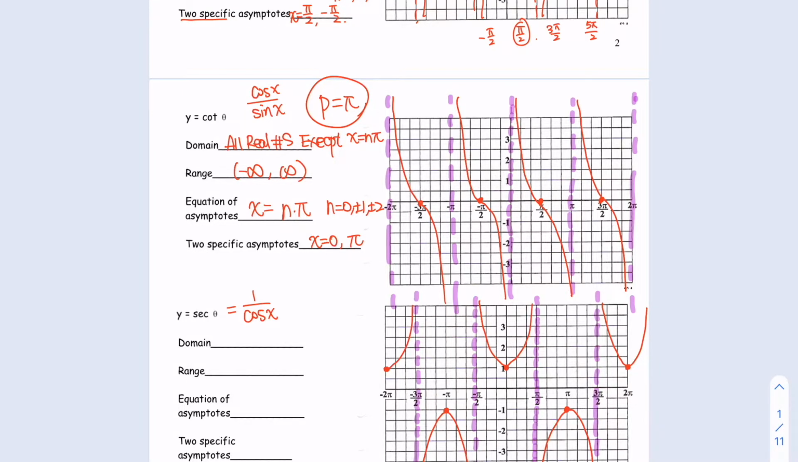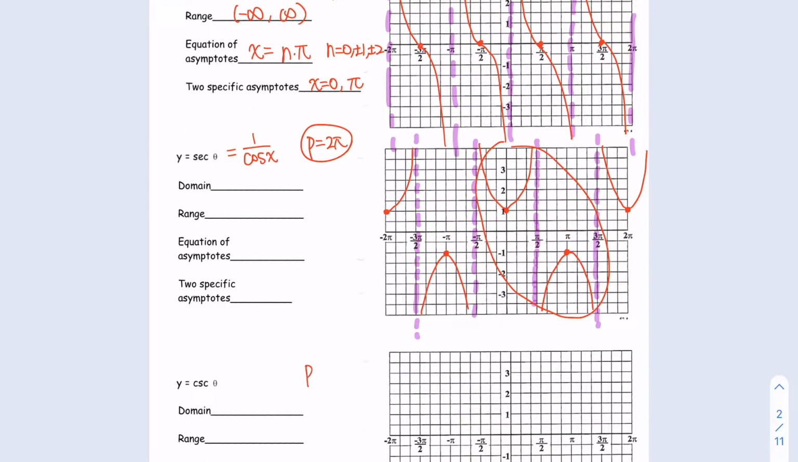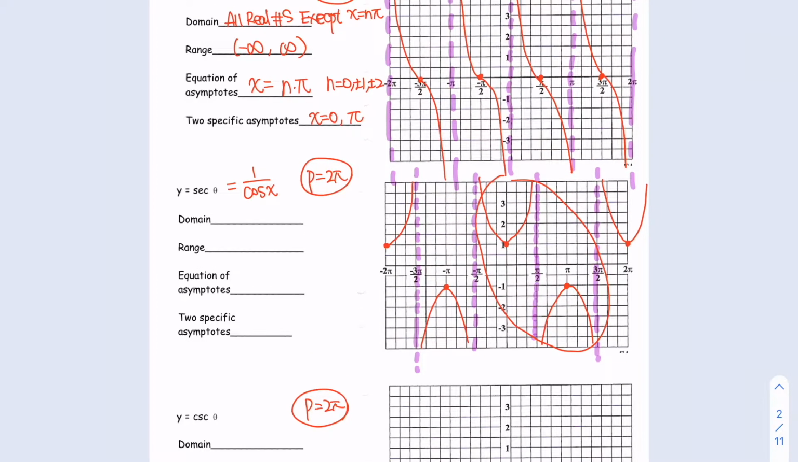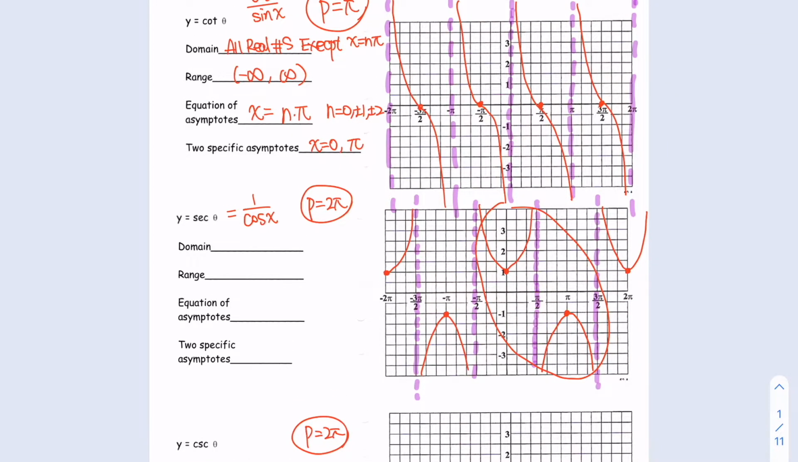If you look at the period here, after this much it will repeat the graph. So the period for this function is the same as cosine. The period is 2 pi. Similarly for cosecant, the period is also 2 pi. Let's look at the domain. The domain should be the same as tangent, right? All real numbers except the asymptotes.